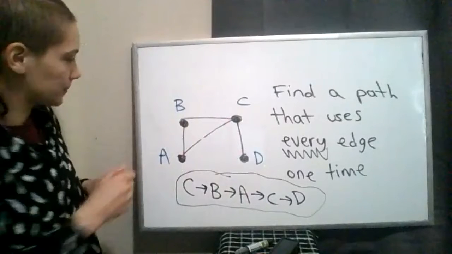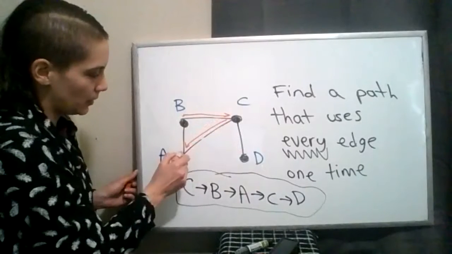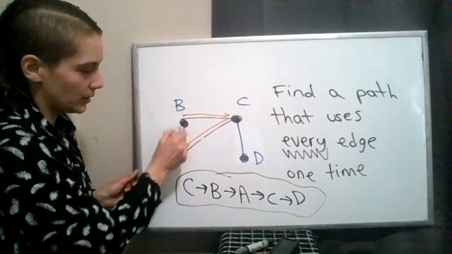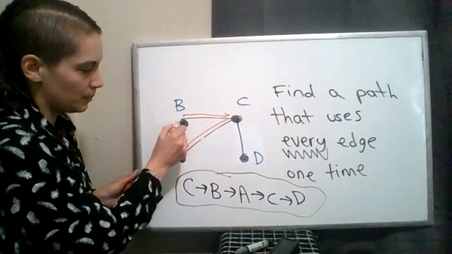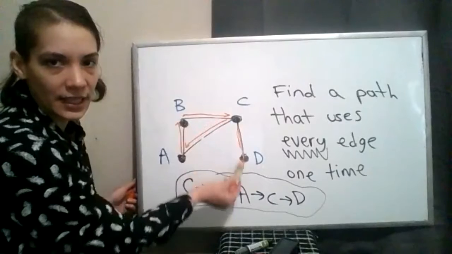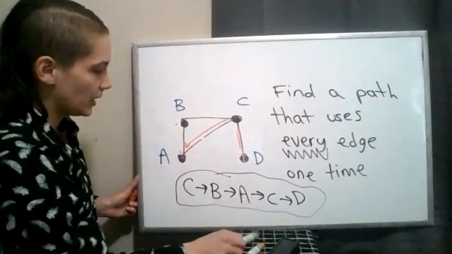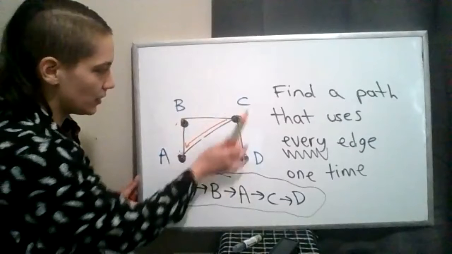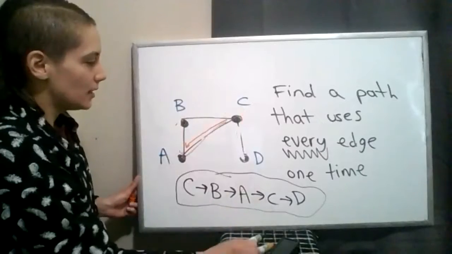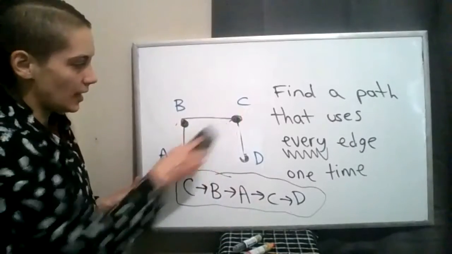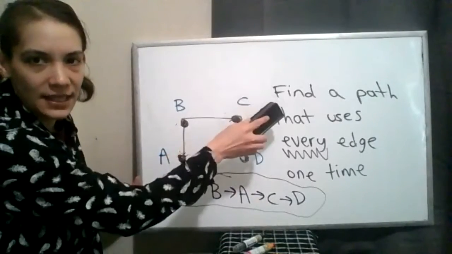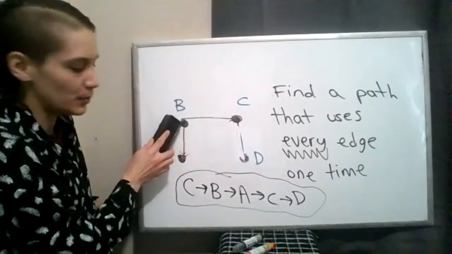Let's try using B first. If I start at B and go to C, then to A, I would go either to B and then reuse that edge to get that CD edge at the end, or I'd have to turn around and reuse this edge, AC, in order to cover everything else. So there's not a good path that uses every edge if you start at vertex B.